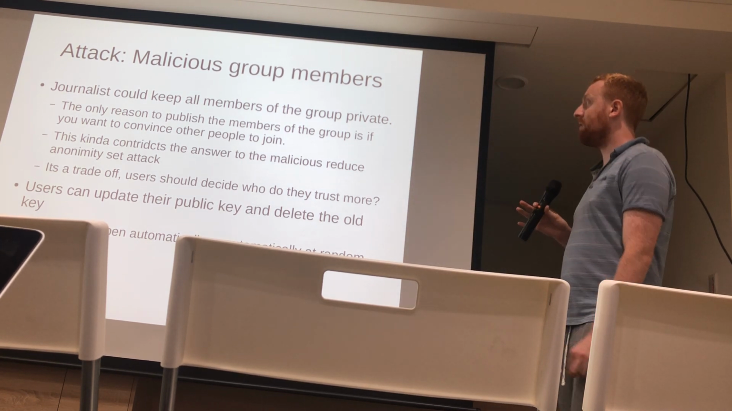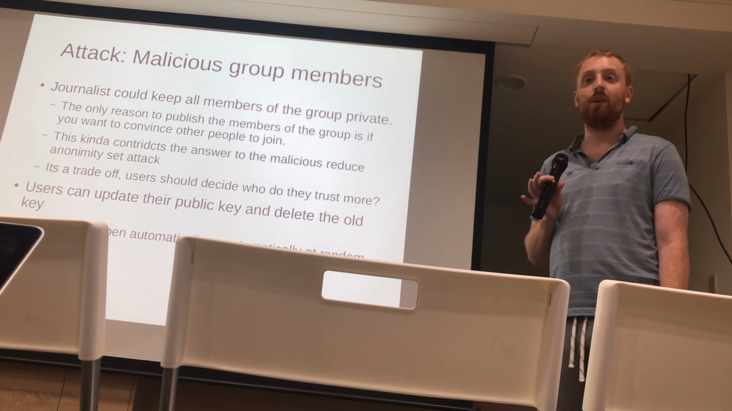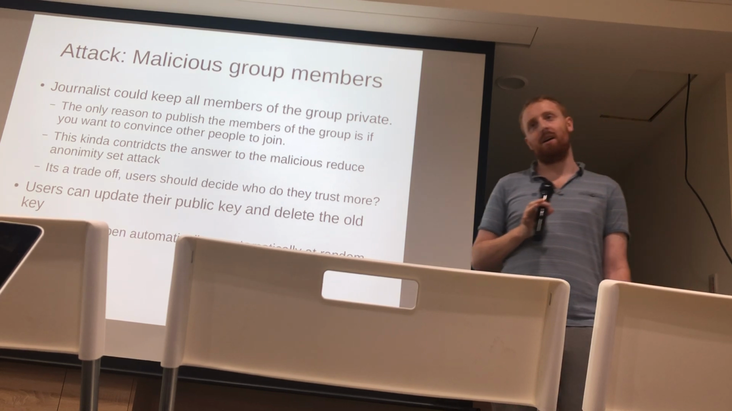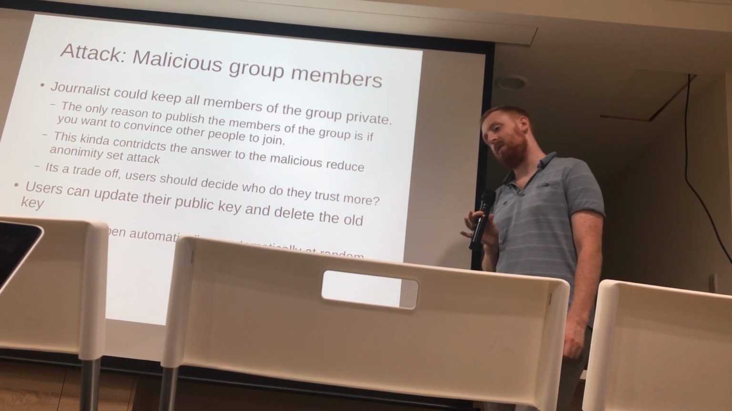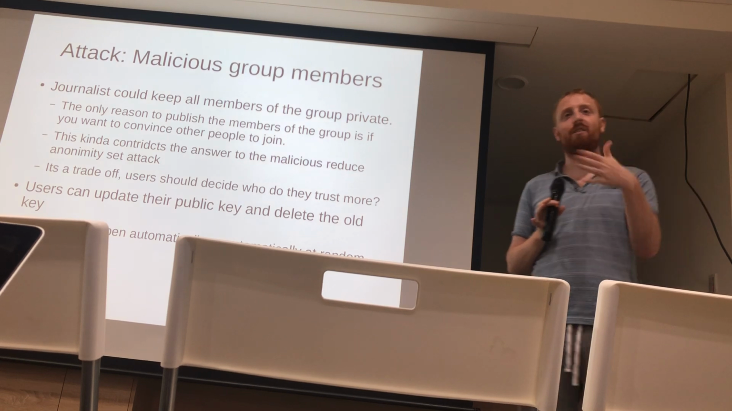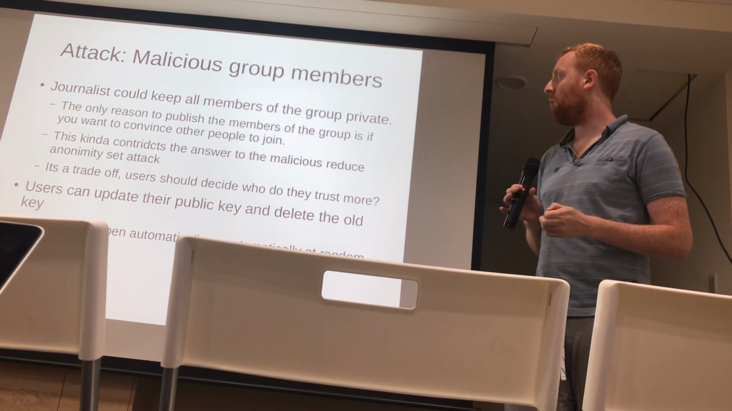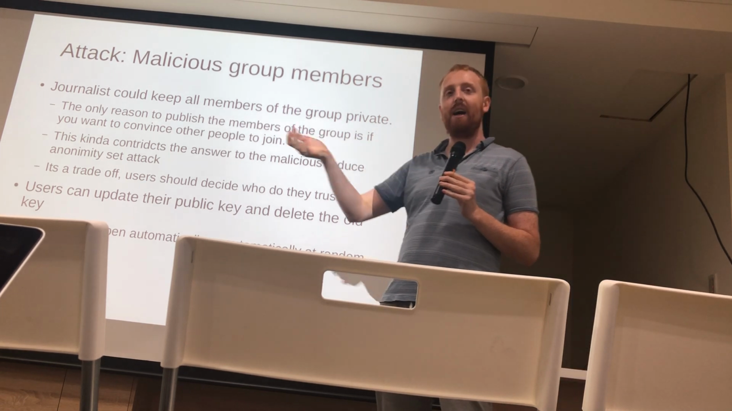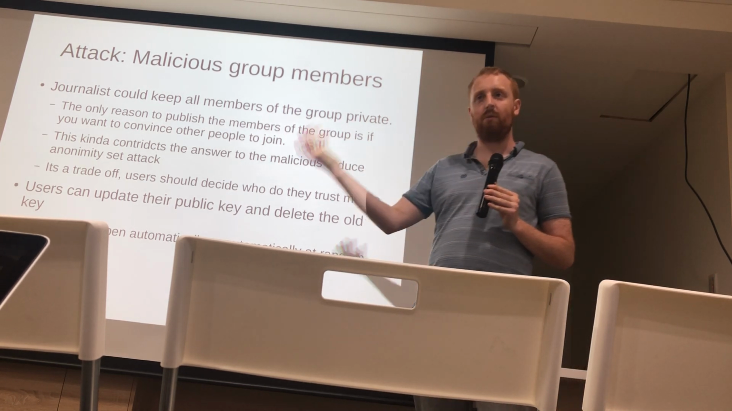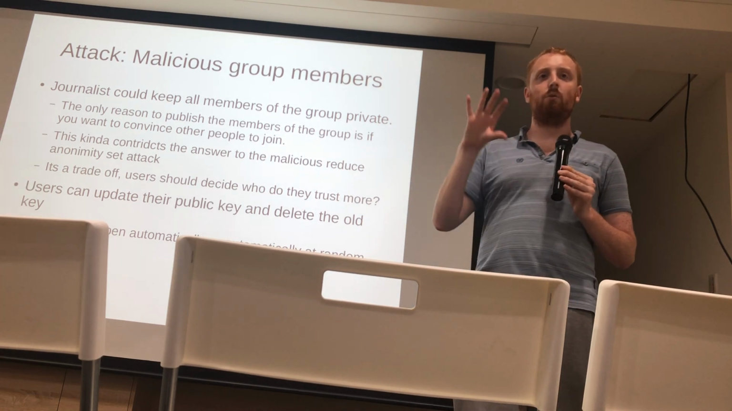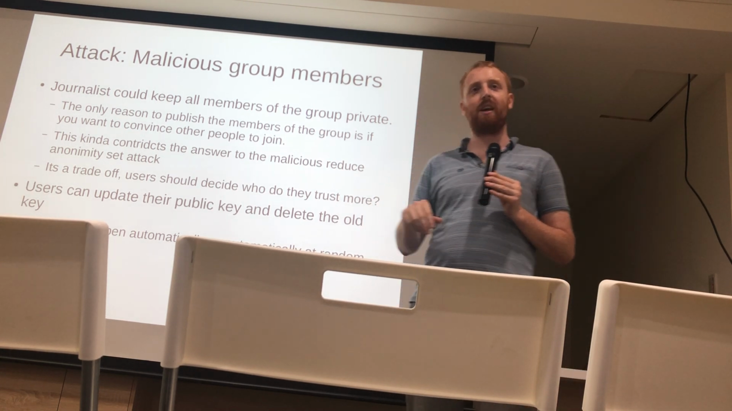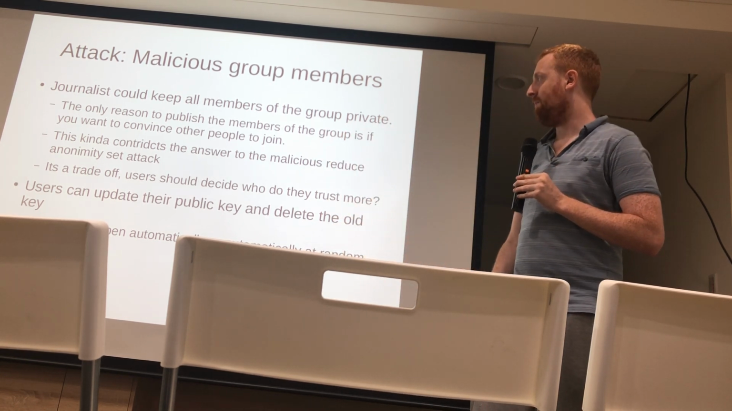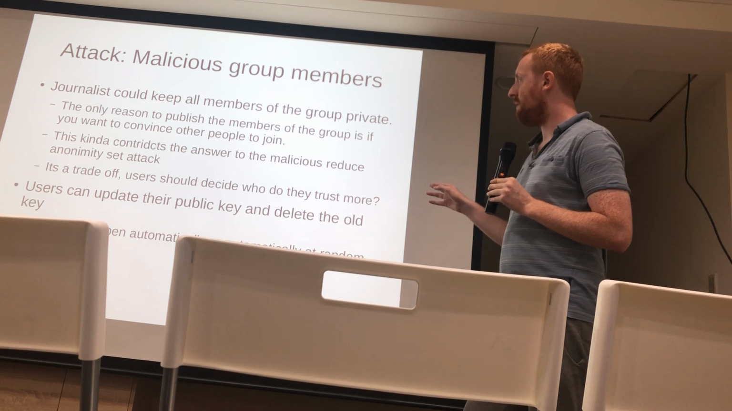One is that the journalist could keep the members of the group private, but that means they're vulnerable to the kind of attack where they're all partitioned in their separate trees. So it's a trade-off between which attack you want to be more vulnerable to. You want to be more vulnerable to the members of the group turning against you, or you want to be more vulnerable to the journalist turning against you. So that's one way we could solve it.